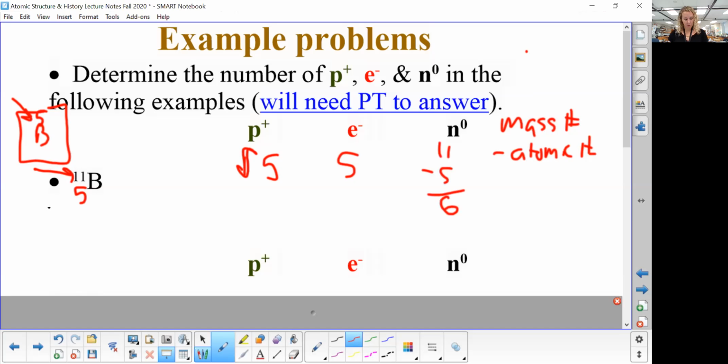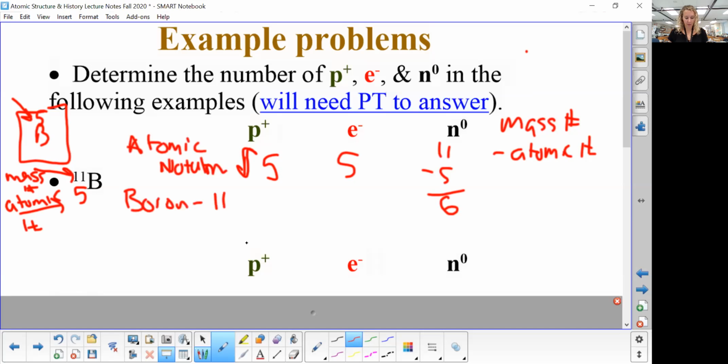Just remember that in nuclear notation, the bottom number is the atomic number, and the top number is the mass number. If I also asked you for atomic notation, you'd write the element name, boron-11. That would be the atomic notation for that one.